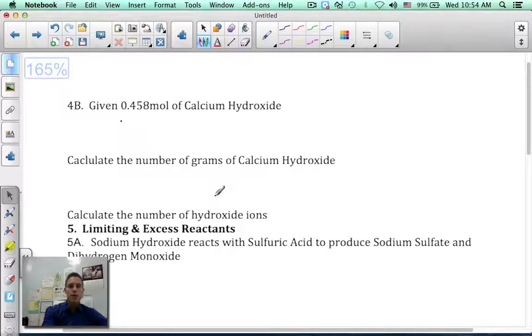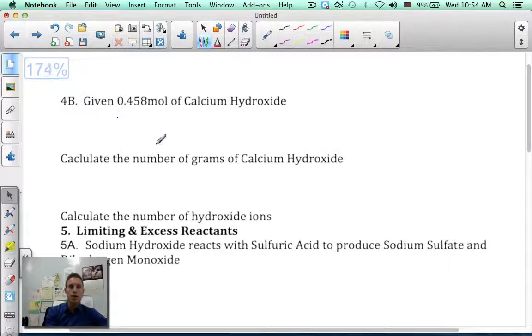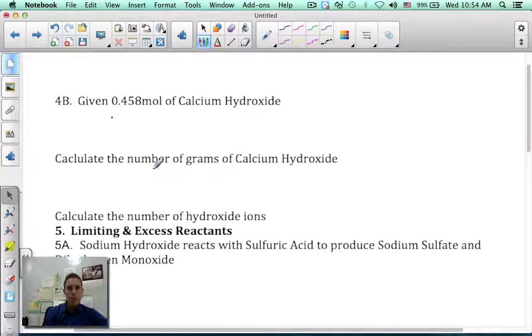Alright, so if I have this 0.458 moles of calcium hydroxide, what do I desire? I desire the grams of calcium hydroxide. Okay, before it gave me grams and it asked me for moles. Now it's giving me moles and asking me for grams. So we're going to do a similar conversion, but we're going to go the other direction.